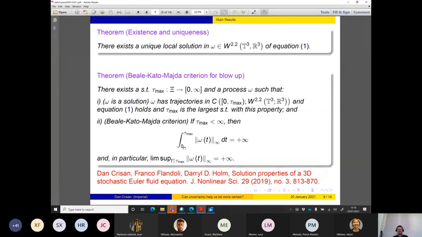So if I can integrate that from 0 to tau max, and this is going to be plus infinity, then that's my blow-up time. So all I have to do to decide whether I have a blow-up time or not is to look at this integral, which I can compute numerically. And if it turns out that this explodes, we're done. We found that the stochastic version of the Euler equation explodes in finite time.